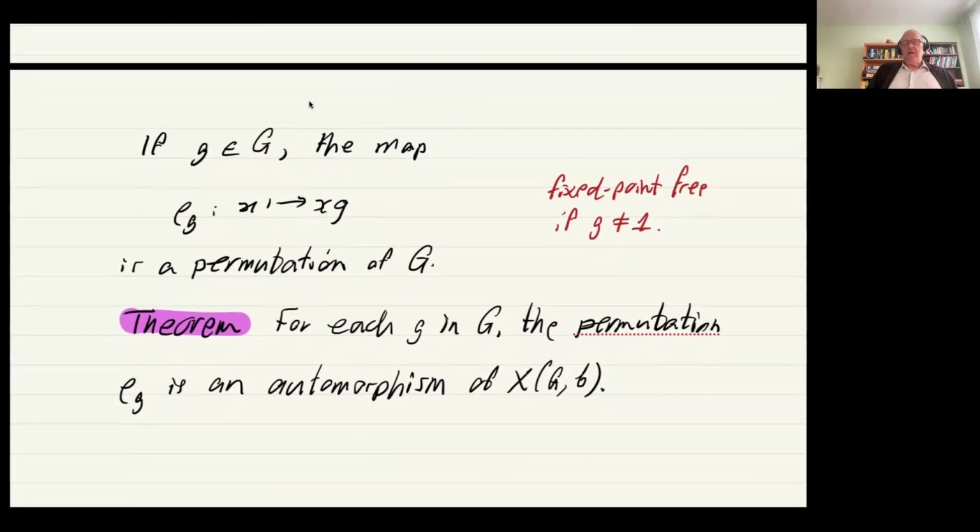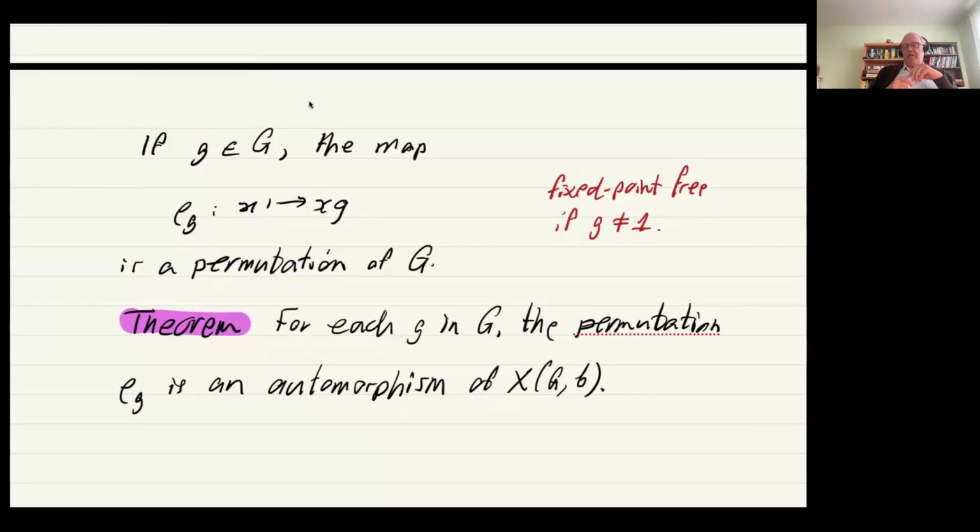Now, the vertices of a Cayley graph are the elements of a group, and so, in fact, we get some automorphisms of the graph for free. I want to talk about that. To get an automorphism, I've got to give you a permutation of the vertices. The way I get the permutation is I pick an element, little g, of the group G, and I multiply each vertex on the right by little g.